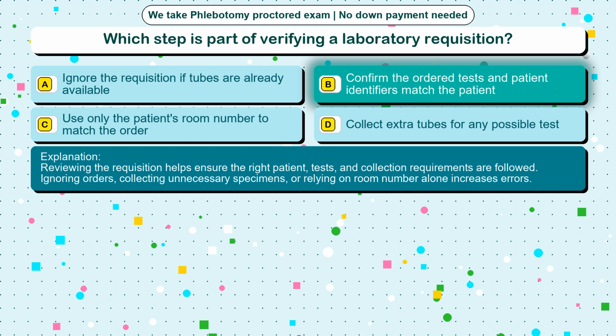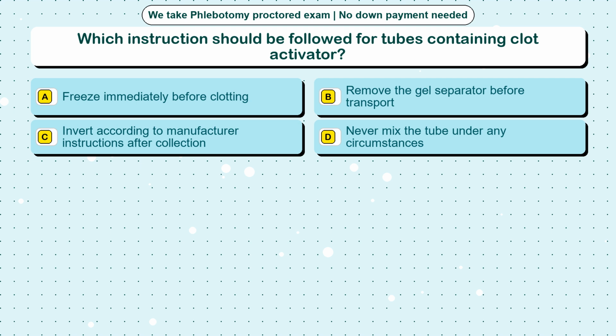Ignoring orders, collecting unnecessary specimens, or relying on room number alone increases errors. Question 47. Which instruction should be followed for tubes containing clot activator?